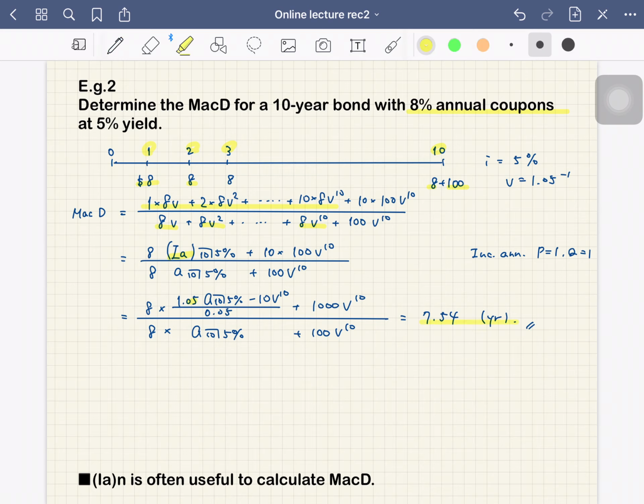Okay, so this is the definition. This is an example of the Macaulay duration. And you can see that this increasing annuity formula is often useful for Macaulay duration. So remembering this, the Ia angle n, is useful to calculate Macaulay duration.